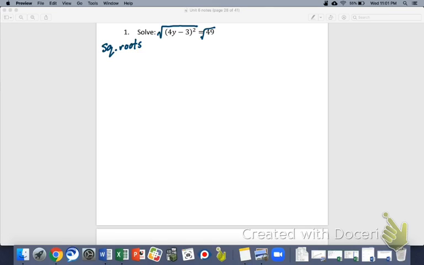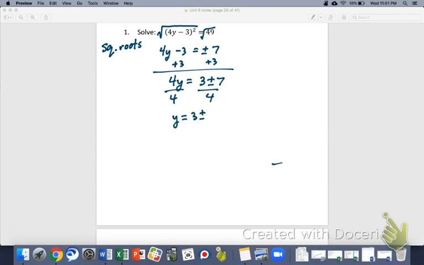When I square root both sides, I get 4y minus 3 equals plus or minus 7. And then I'll get the y by itself, so I'd add 3 over. Be really careful with this. This will give us 4y equals 3 plus or minus 7. Keep in mind that plus or minus 7 is 2 different numbers. Divide both sides by 4, and I finally end up with y equals 3 plus or minus 7 over 4.